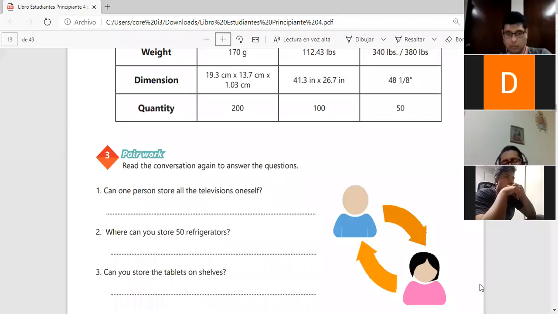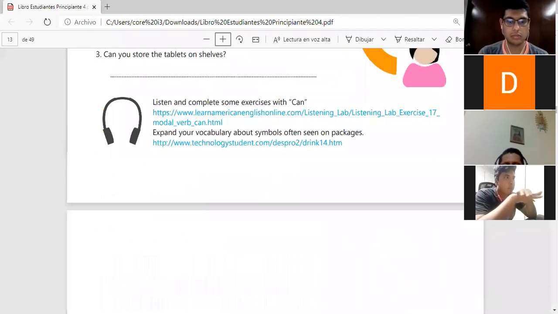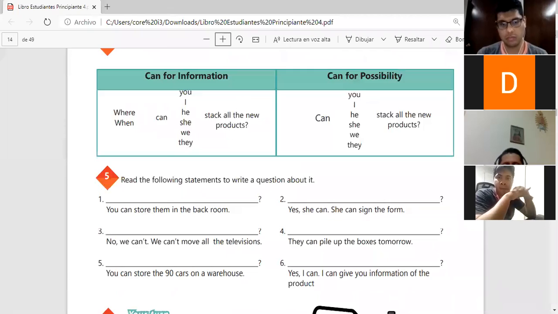Let's see, next person, David. Can you store the tablets on shelves? Do you know the meaning of shelves, guys? I don't remember the meaning, teacher. Who knows the meaning of shelves? Estantes. Exactly, estantes, shelves. So can you store the tablets on shelves, David? Yes, I can. Yes, it is possible. Good, good.